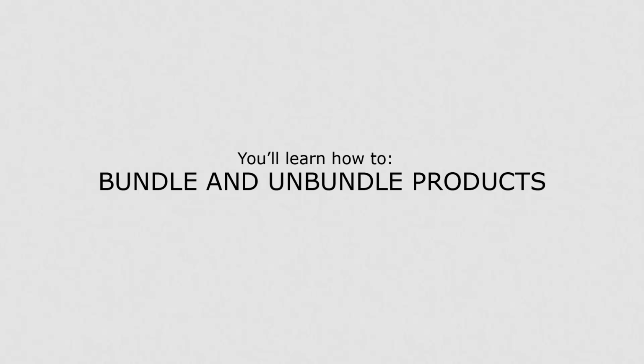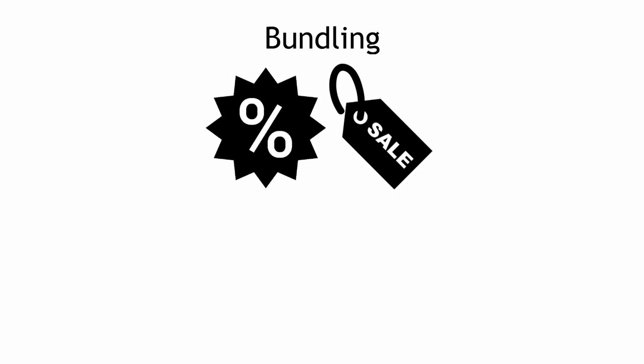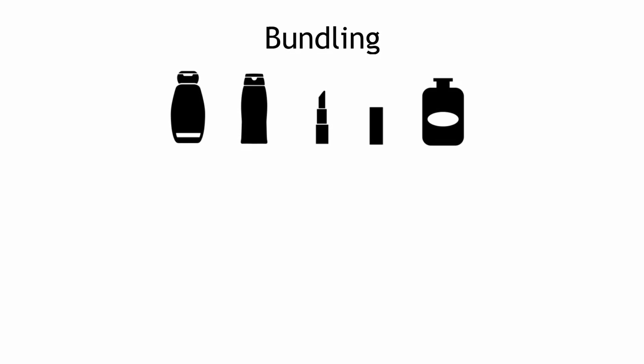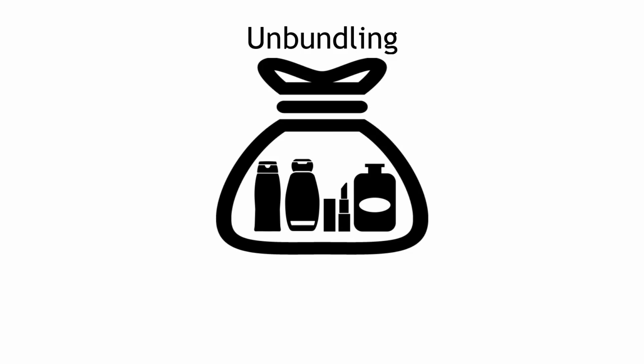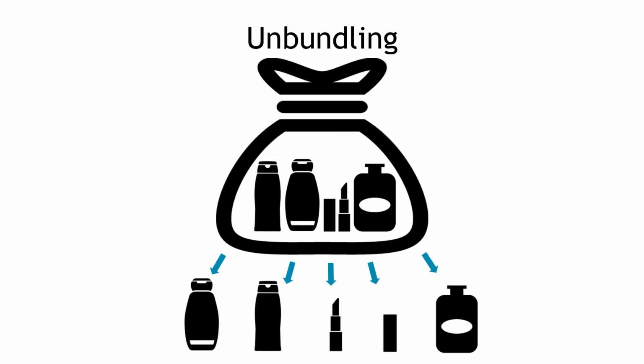In this lesson, you'll learn how to bundle and unbundle your products. The bundle feature is often used for product promotions. Bundling products involves taking individual products and combining them together to sell as a package. Unbundling products involves removing products from a package to be sold individually.